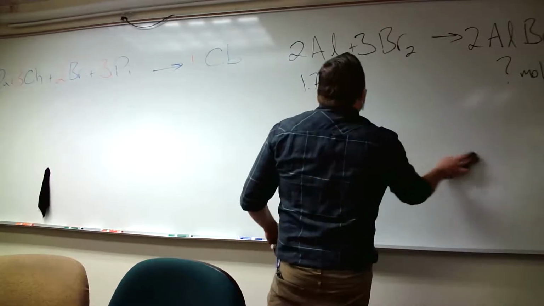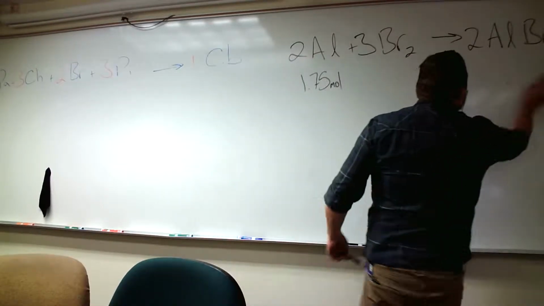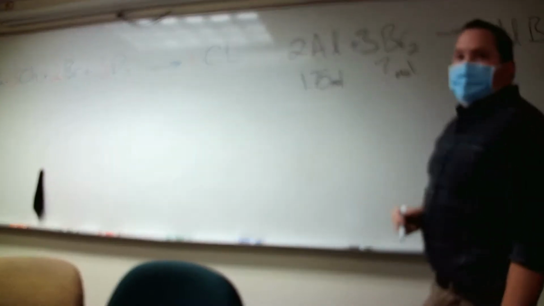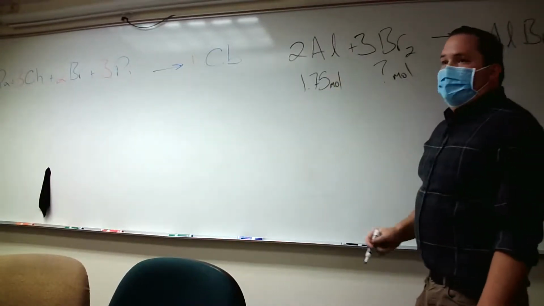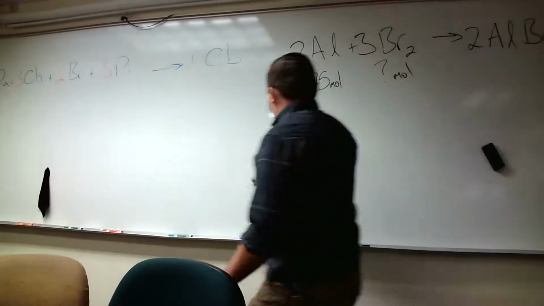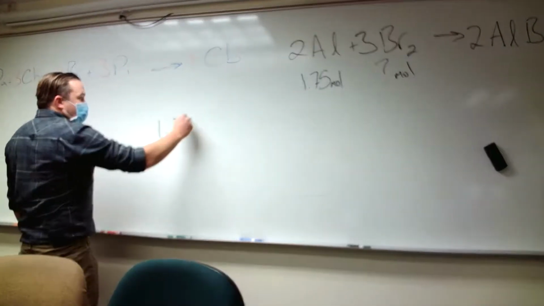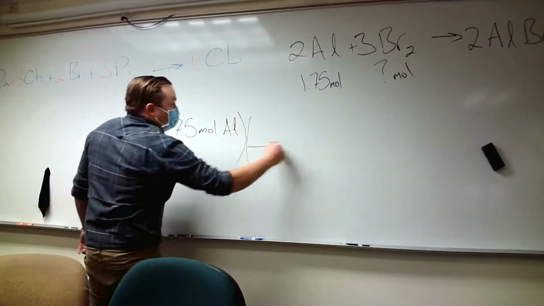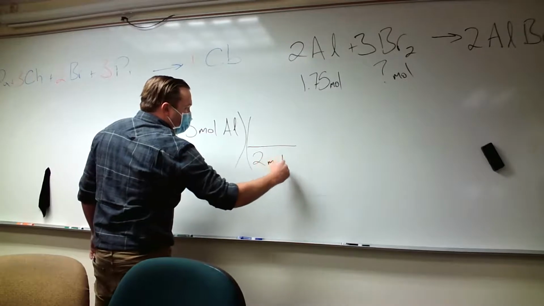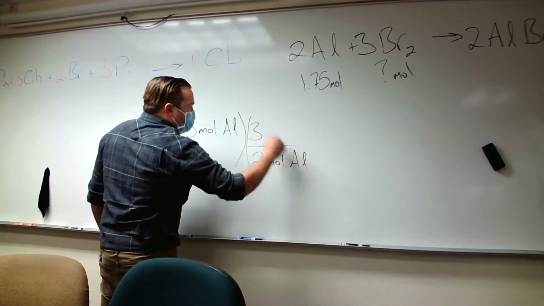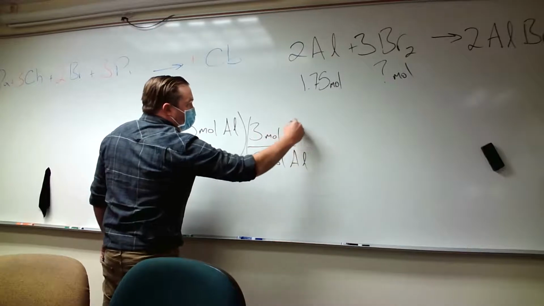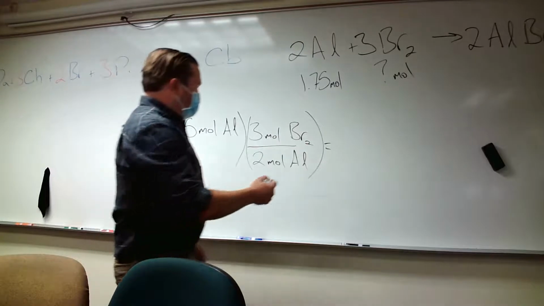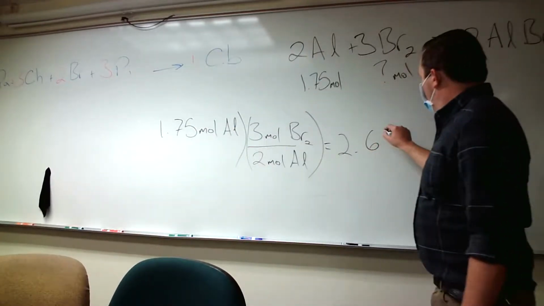If I said, how much bromine do we need in order for all of our aluminum to react? Well, let's start the same way. If all of our aluminum reacts, every time 2 moles of aluminum reacts, 3 moles of bromine react. 2.625. 2.63.